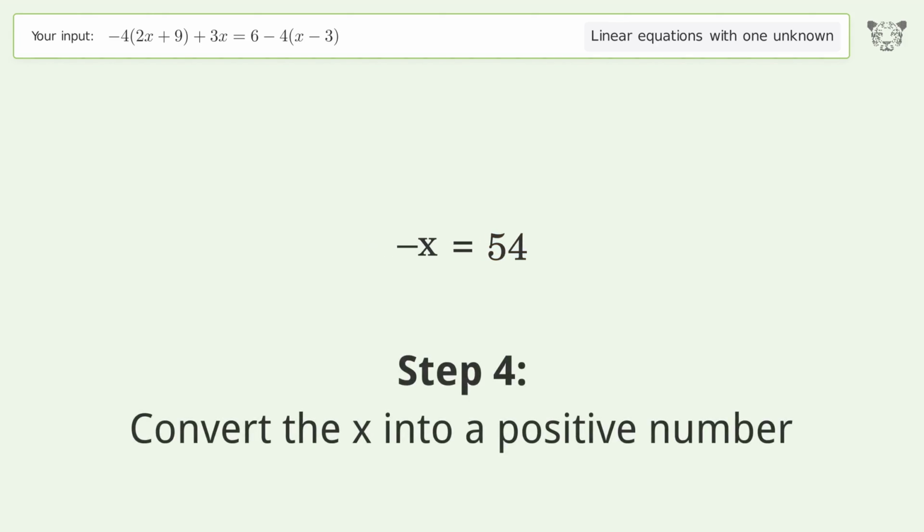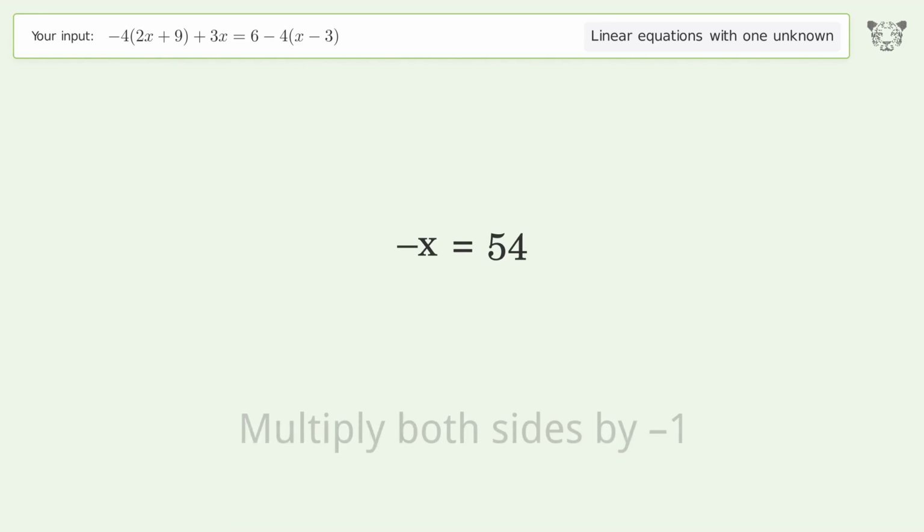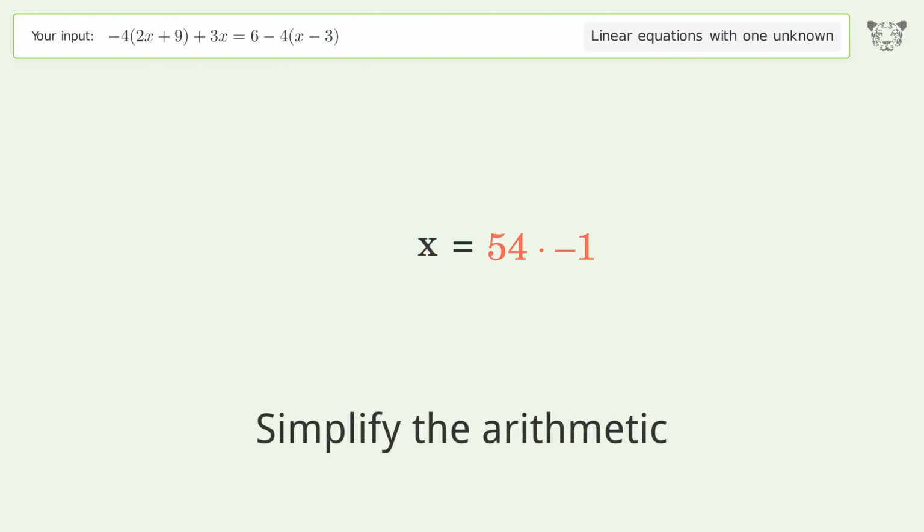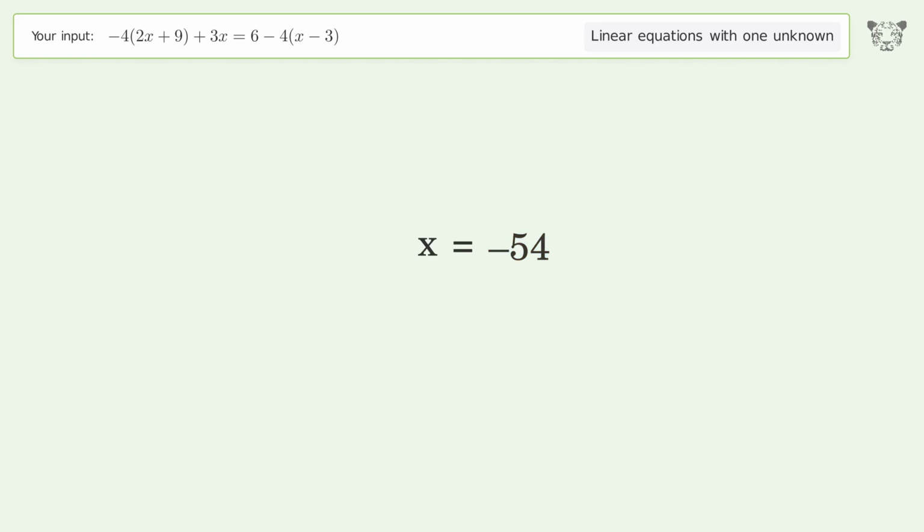Convert the x into a positive number. Multiply both sides by -1. Remove the ones. Simplify the arithmetic. And so the final result is x equals -54.